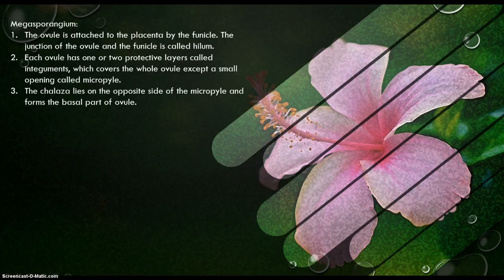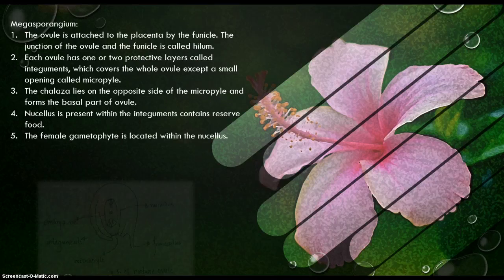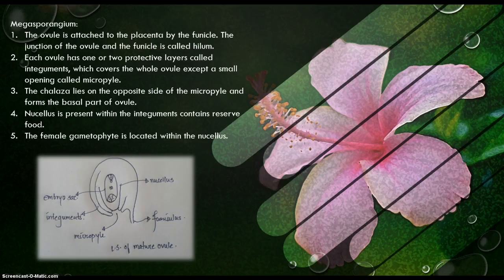The side opposite to the micropyle is known as the chalazal end, and it is the basal part of the ovule. The nucellus is present within the integuments. So outside come the integuments, and then comes the nucellus, which is a food reserve, and inside this nucellus we find the female gametophyte. You can see this in the diagram.